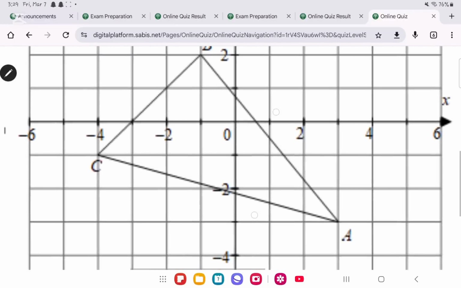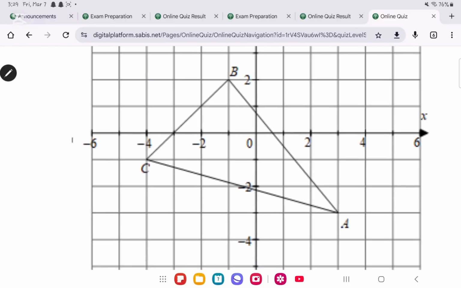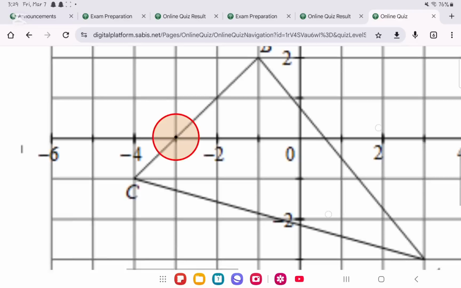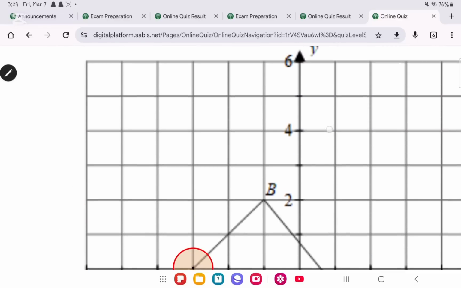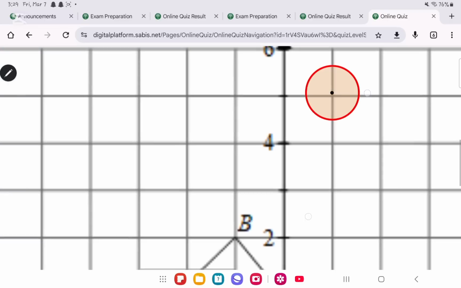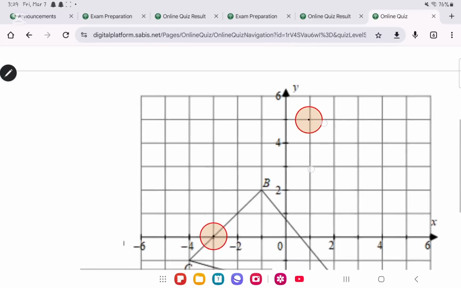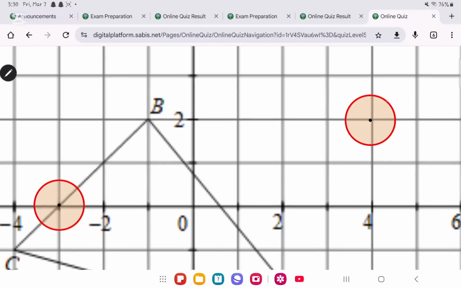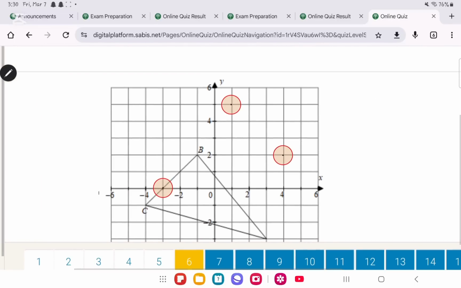Let us plot it over here. So we have minus 3, 0. This is a point over here. Then we have 1, 5. 1 over here and 5 over here. I didn't exactly get it just like this. Okay. And then we have 4 and then 2. So it will look something like this.